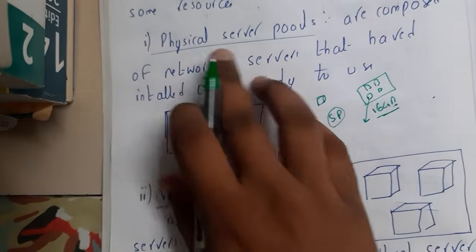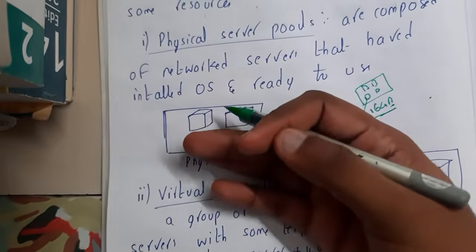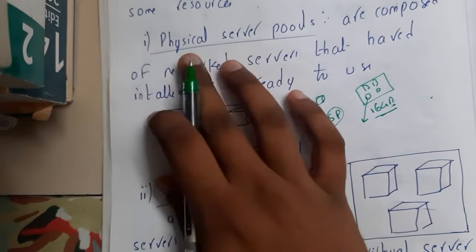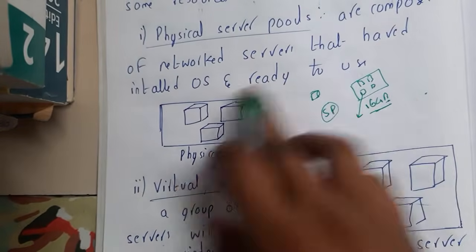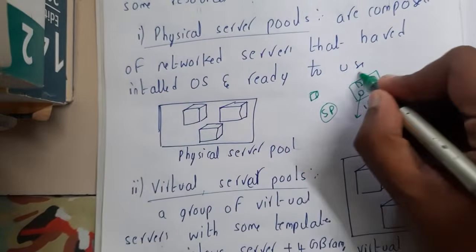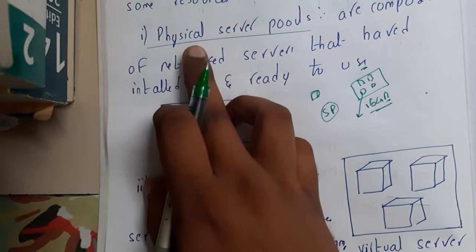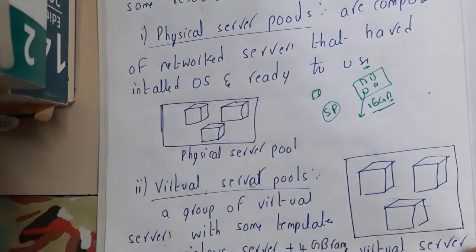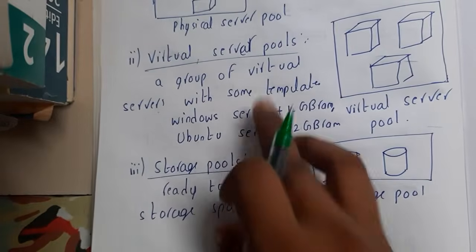Here we might have physical servers, virtual servers, storage, network, CPU pools, etc. There are various pools, guys. Physical server pools are composed of networked servers that have an installed OS and are ready to use. Here it has an operating system, right? That is the main reason why they are called physical servers, guys. Whereas virtual server pools are a group of virtual servers with some templates.